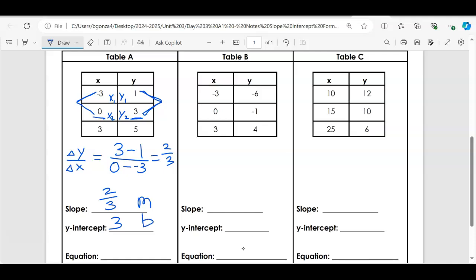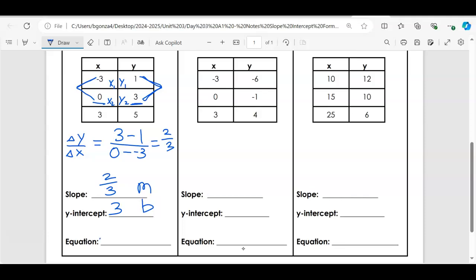That's my b value. So if I have an m and if I have a b, can I write y equals mx plus b? Let's do that. Y equals 2/3 x plus 3. That's it. We're taking what we already know about slope and y-intercept and writing it as an equation.